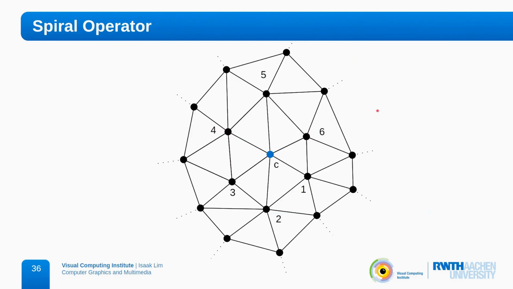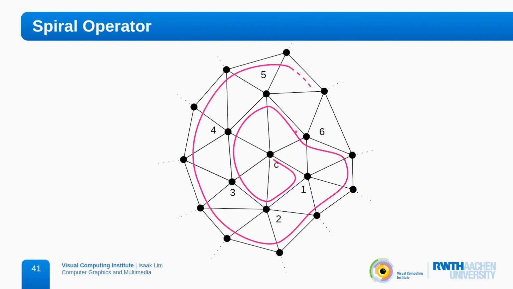So what we propose to do instead is to enumerate our neighborhood in a consistent manner. We can do this by considering the center vertex C and then fixing a starting position in our neighborhood. So here in this case, we will start at vertex 1 and then construct such a spiral. We can keep on doing this in a clockwise manner, and in this way, we have enumerated our neighborhood in an ordered and consistent manner.